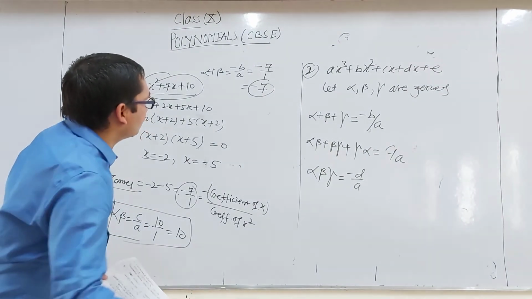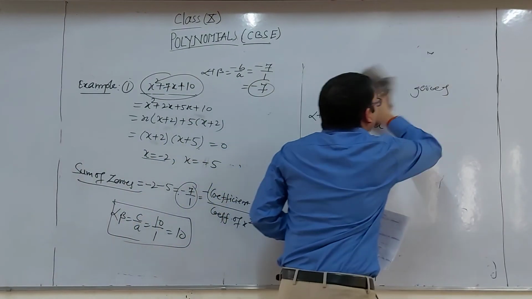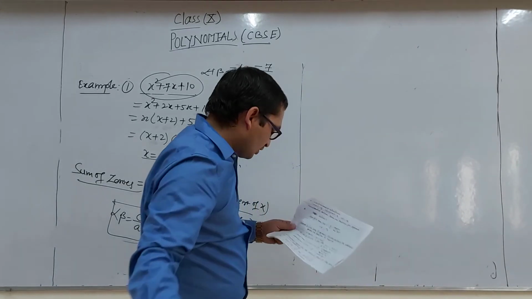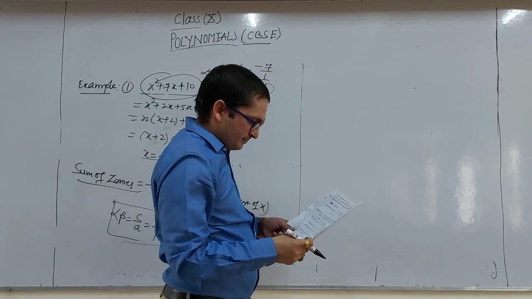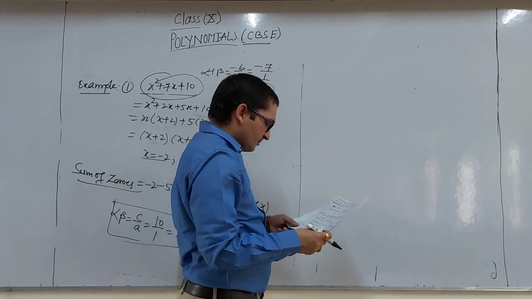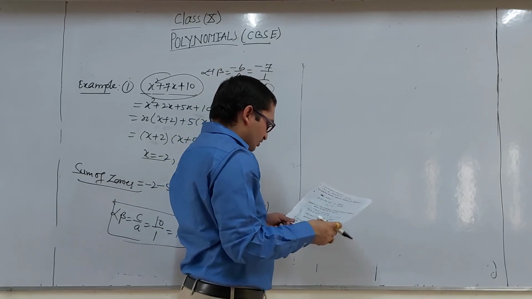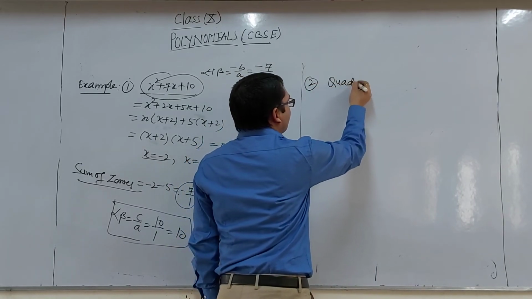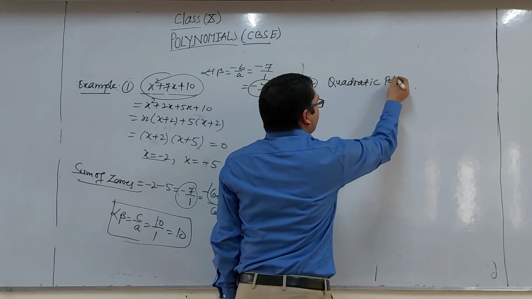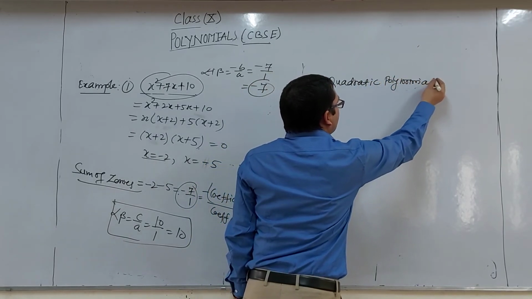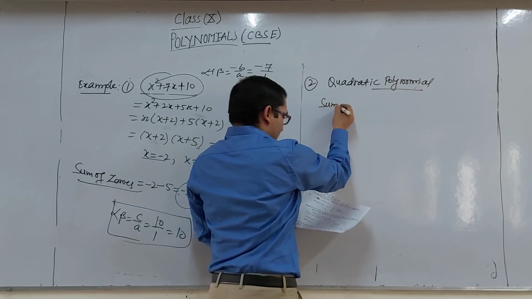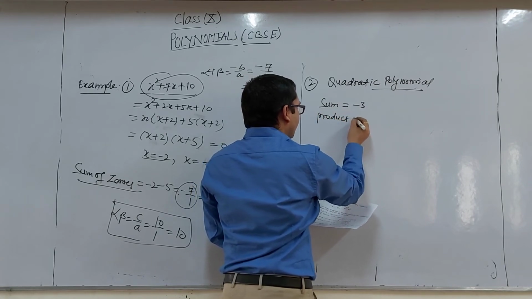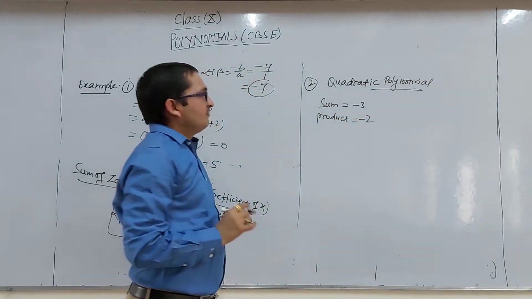One more question we will do, and then you can solve the whole exercise. Question number 2. Find the quadratic polynomial when the sum and product of zeros are given. You have to write the quadratic polynomial whose sum is given as minus 3 and product is given as minus 2. We have to find the quadratic polynomial.